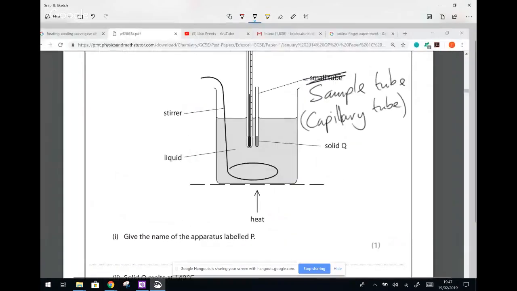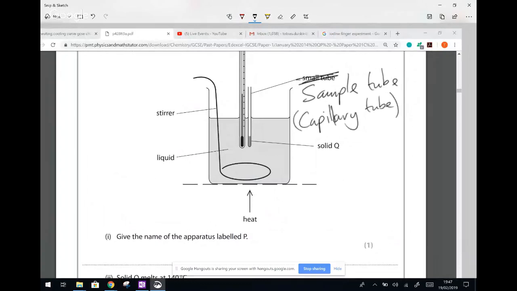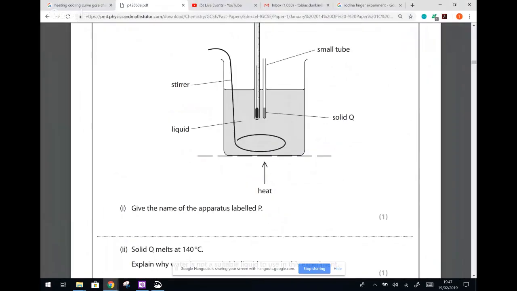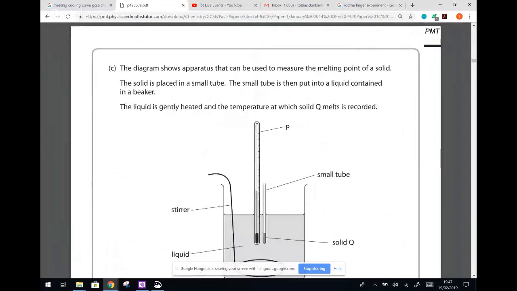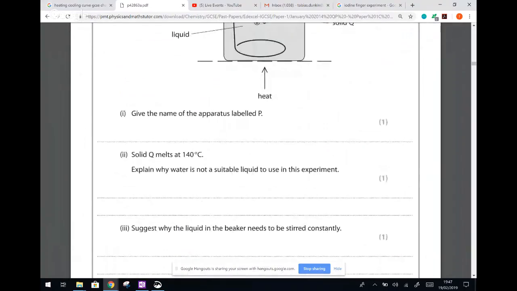Name the apparatus labeled P. That's really funny because I've cut off the label P. That's brilliant. So P is the thermometer. I think everyone's thinking, yeah, that's easy. No worries. Next, solid Q melts at 140 degrees.